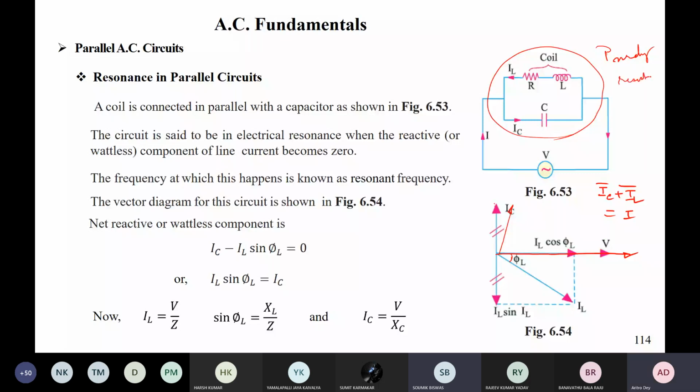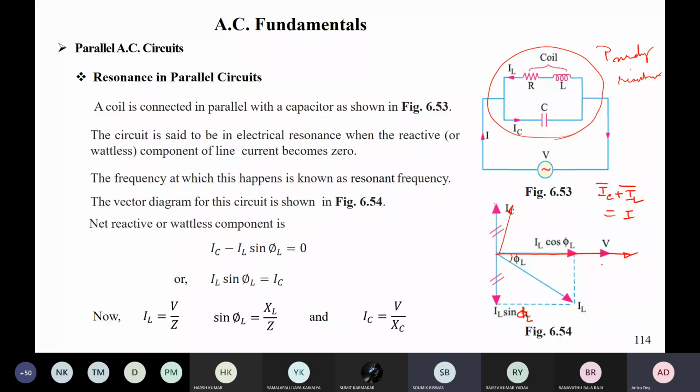So if that is the situation, then what happens? If you have the R and L and you have to select your capacitance, or you have the capacitance and you have to select your inductance, it will be in such a way that this component IL sin phi L should be equal to your IC. Then only you can nullify, or balance, the reactive component of the current. So if we can do that, then only parallel resonance is supposed to be achieved.